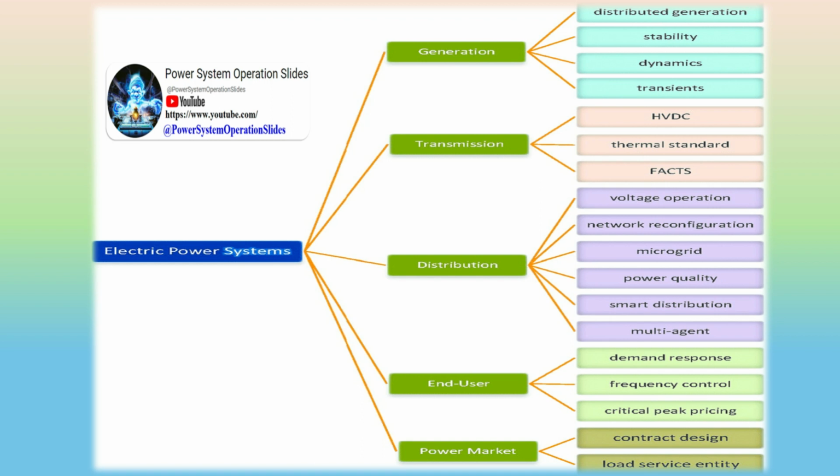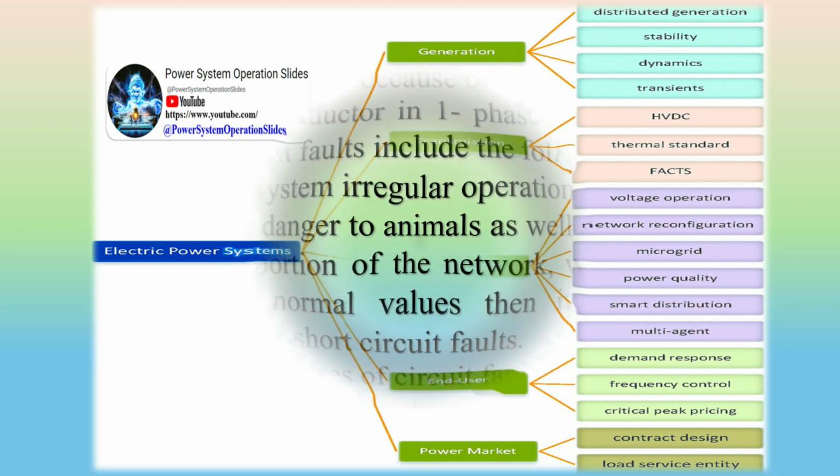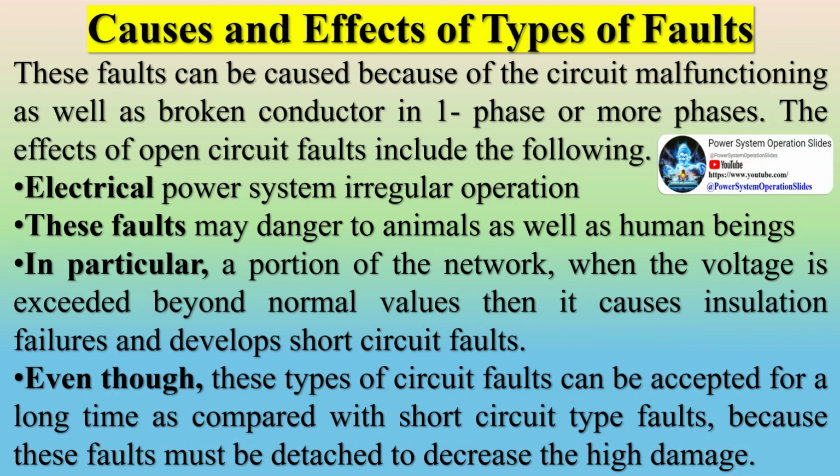In a particular portion of the network, when the voltage exceeds normal values, it causes insulation failures and develops short circuit faults. Even though these types of faults can be tolerated for a long time compared with short circuit faults, they must be detached to decrease the high damage.